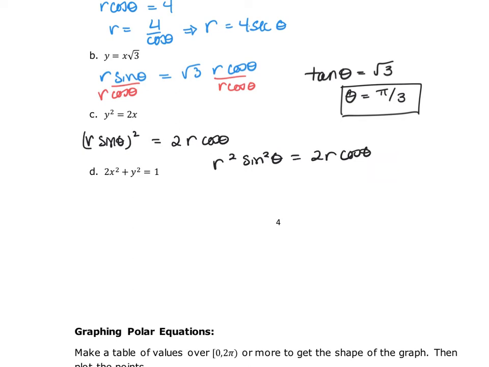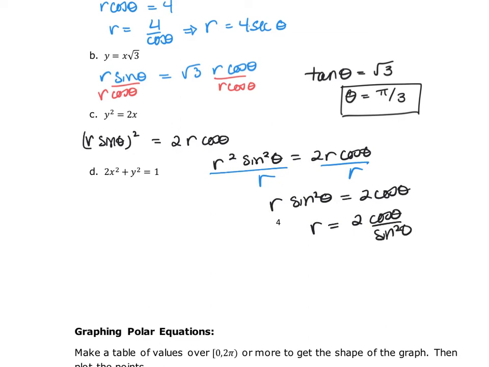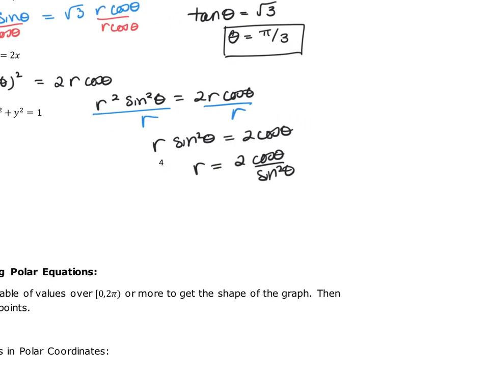Now, this one's going to be a little bit different because I can divide both sides by r. If I divide both sides by r, then I'm going to get r sine squared theta is equal to 2 cosine theta. I can divide both sides by sine squared, so I get r is equal to 2 cosine theta over sine squared theta. And I can just leave it like that.